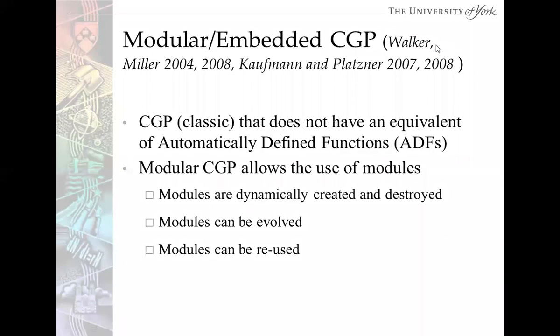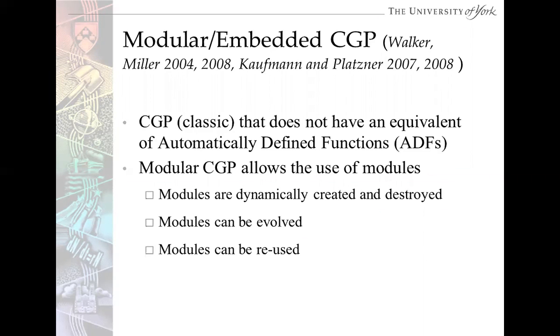So far, the CGP nodes have all been specific functions defined in the function set. Modular CGP, or sometimes called embedded CGP, allows CGP programs to be captured and reused as new functions in the function set. We call such functions modules. John Koza introduced such a concept in genetic programming, and he called them automatically defined functions.